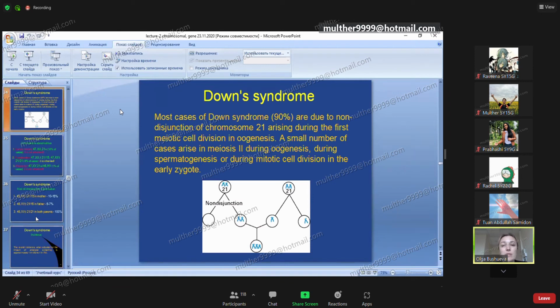So, most cases of Down syndrome are due to non-disjunction of chromosome 21 arising during the first meiotic cell division in oogenesis. A small number of cases arise in meiosis II during oogenesis, during spermatogenesis, or during mitotic cell divisions in the early zygote.